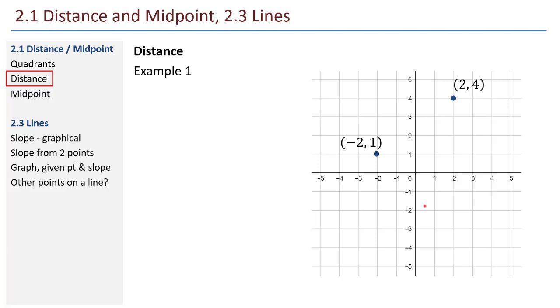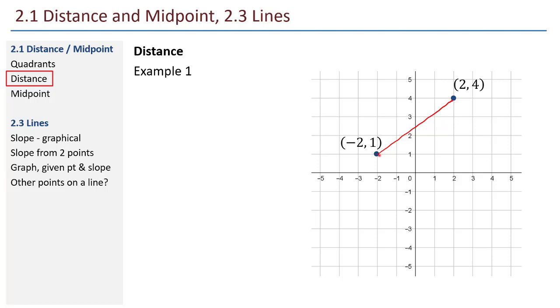Okay, let's talk about distance. What is the distance between 2 points? Here are 2 points, (-2, 1) and the point (2, 4). And maybe I'll draw just a little segment between them. What is the length of that line, or what is the distance between those 2 points? And there's a neat trick for figuring this out.